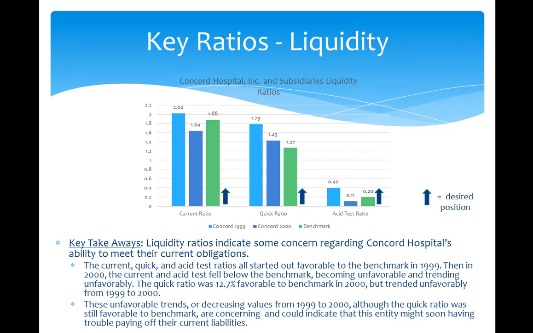Now we're going to look at some of the key ratios here. We're going to look at the current ratio, which tells us how likely they are able to pay their current debt. And we have 1999, 2000, and the benchmark. So here you can see in 1999 they were above the benchmark, 2000 they dipped below, and so we have a little bit of concern whether they can pay their current liabilities, but one ratio we shouldn't make an assumption about. These other ones here tell a similar story.